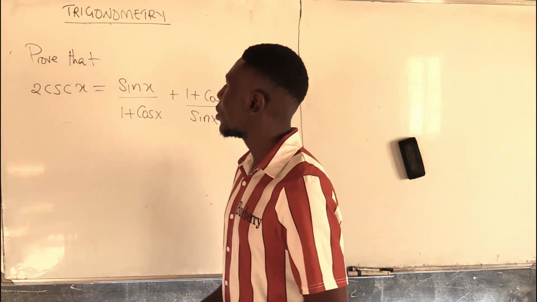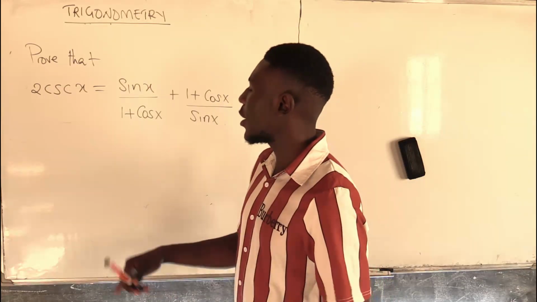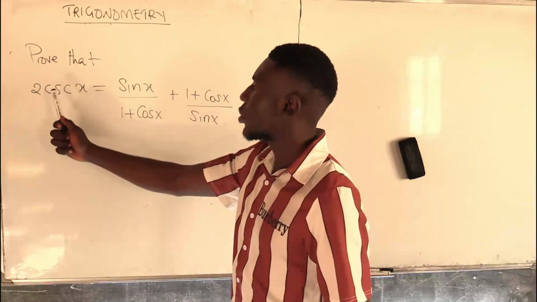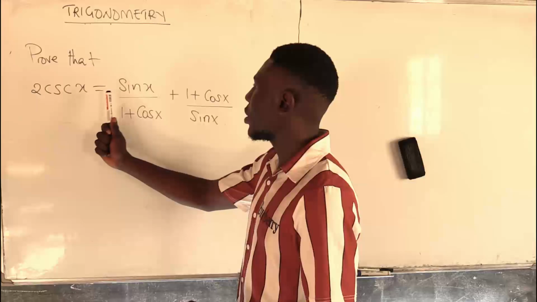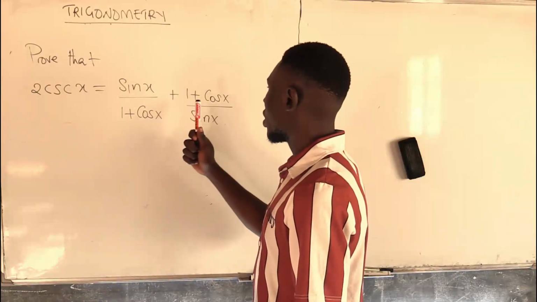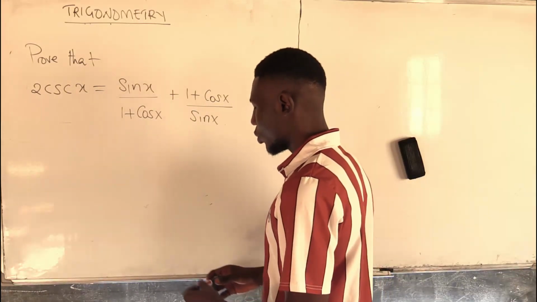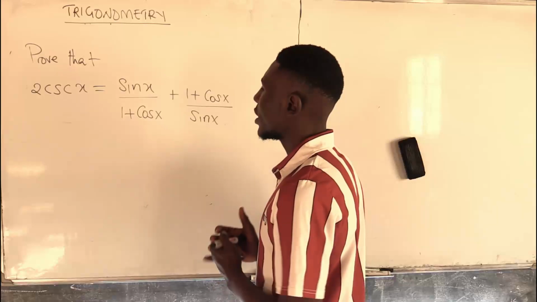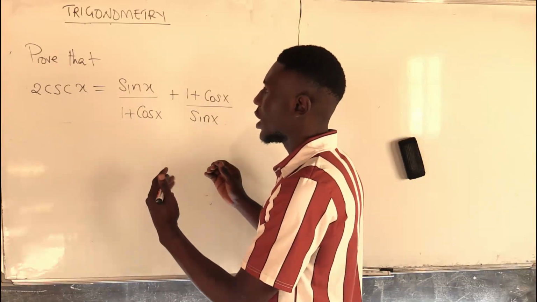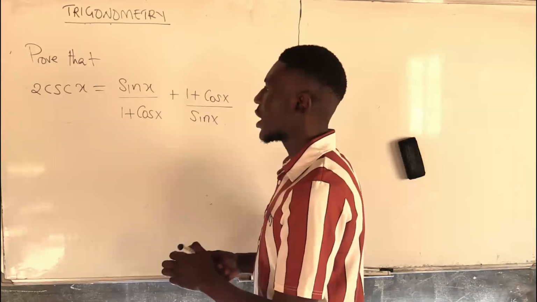This is trigonometric identities we're looking at, and here we have a problem where we're supposed to prove that 2 cosec x is equal to sin x over 1 plus cos x plus 1 plus cos x over sin x. As we know where proving of identities is concerned, you pick a side, work with that side, and that means we simplify it. The end result should be what is on the other side.